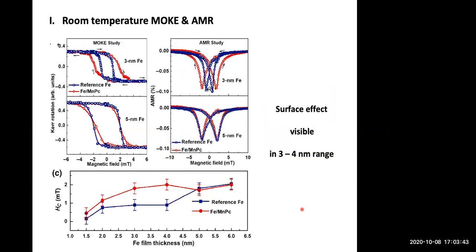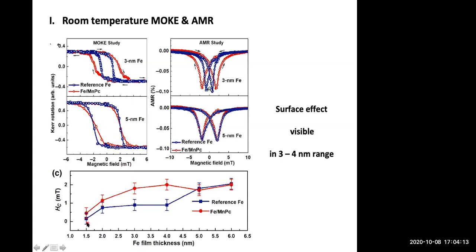Okay, so now let's come to the results. The first result is room temperature MOKE and AMR studies. What you observe here is essentially two charts. One is for a 3 nanometer study using MOKE and AMR, and the other is for 5 nanometers. You can see for 3 nanometers, for the reference iron, which is the blue curve, the coercivity is small, which gets enhanced in the red curve with the molecule on top. And the same is true for AMR. But as you increase the thickness to 5 nanometers, you hardly notice any change.